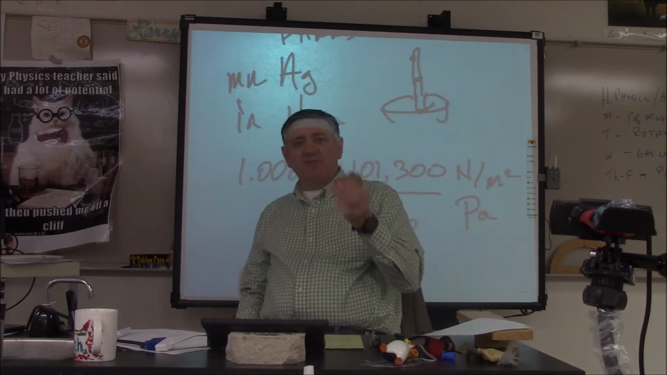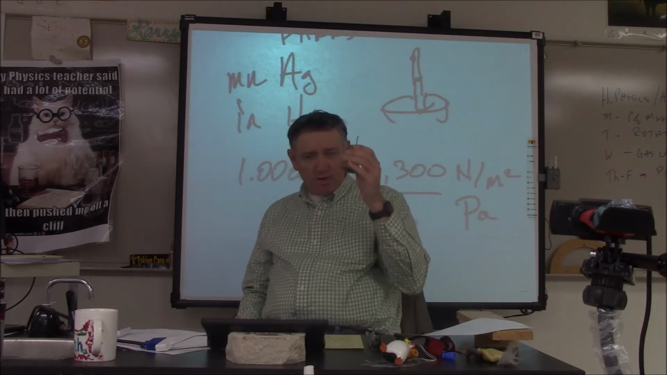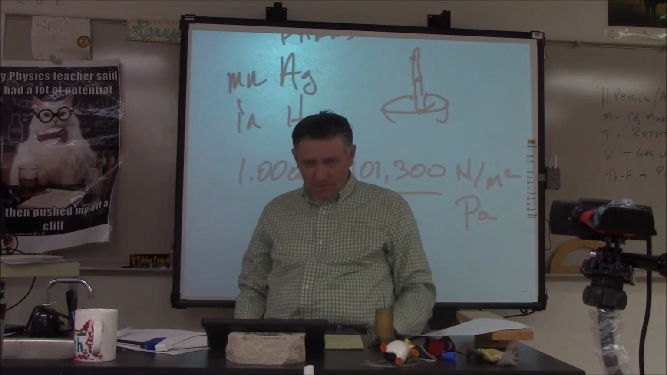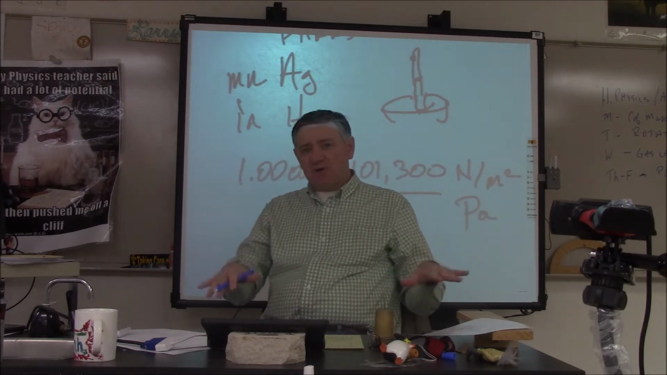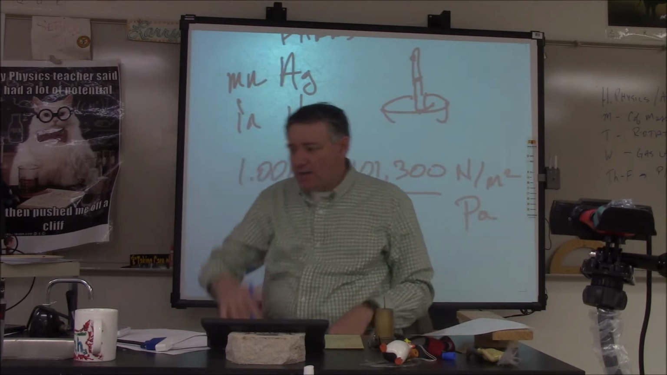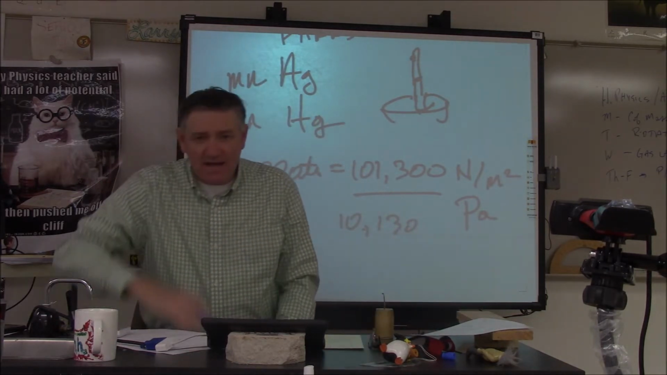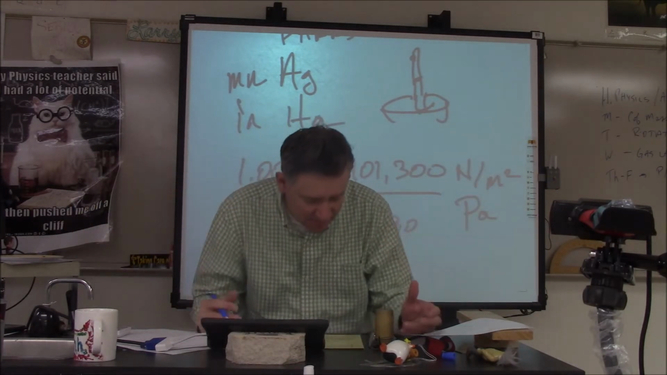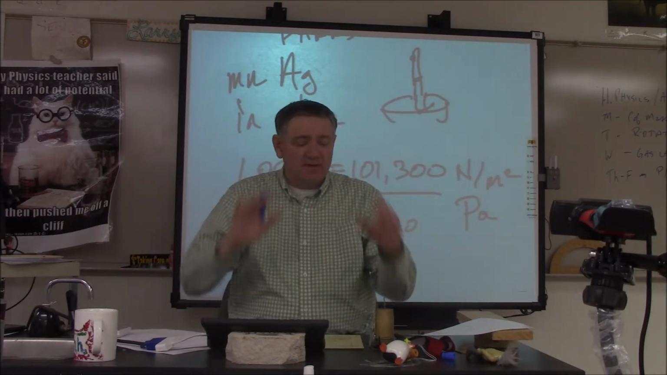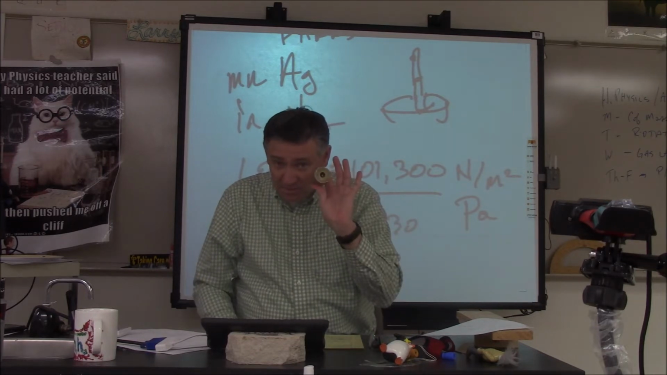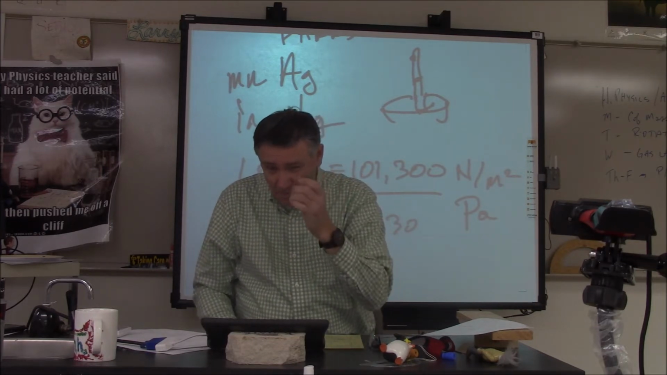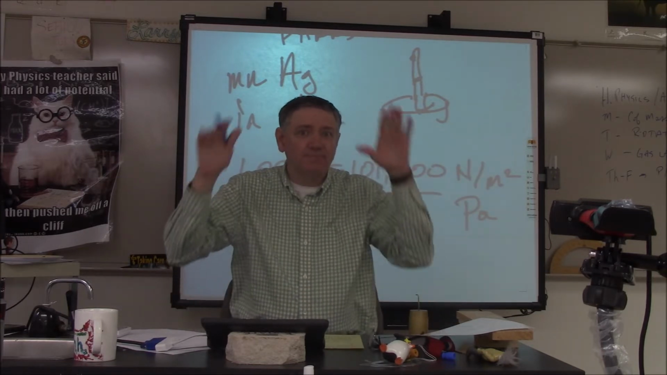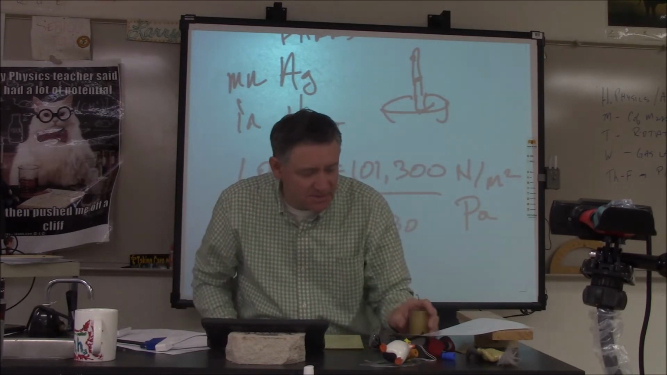That's the equivalent of having 10,130 of these stacked in 1 square meter. That's how much pressure is created by this column of air that's above us. But it's also pushing down on the tables as well. So it's kind of a stunning number if you think about it. Imagine 10,130 of these stacked in a square meter. That's how much pressure there is.